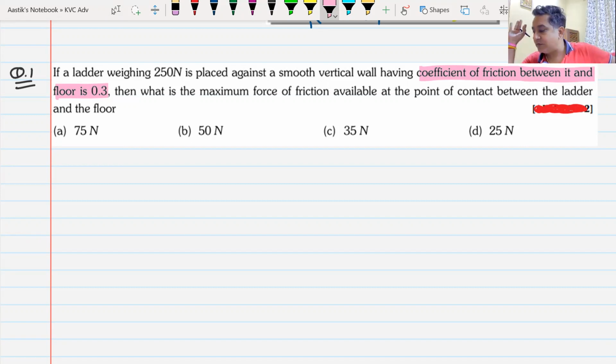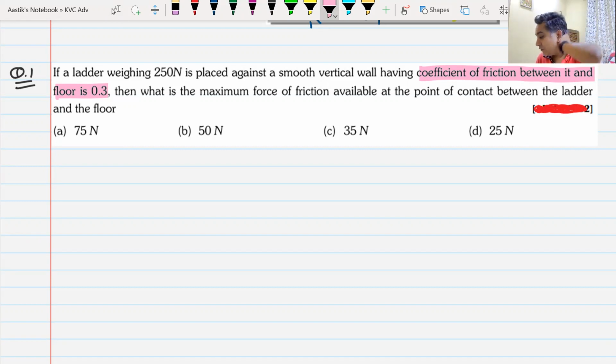They will just give you mu. Then you will have to understand, should I take it as mu s or should I take it as mu k? So you must then find out whether the body is having relative motion or not. If it is having relative motion, it is mu k. If it is not having relative motion, it is mu s.